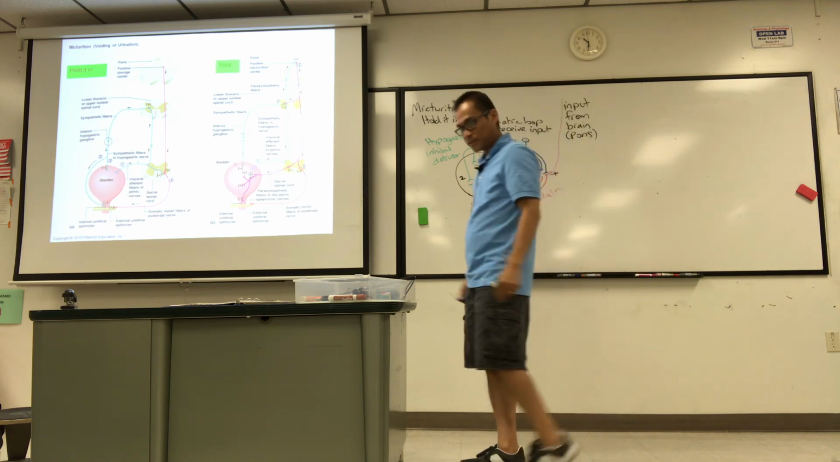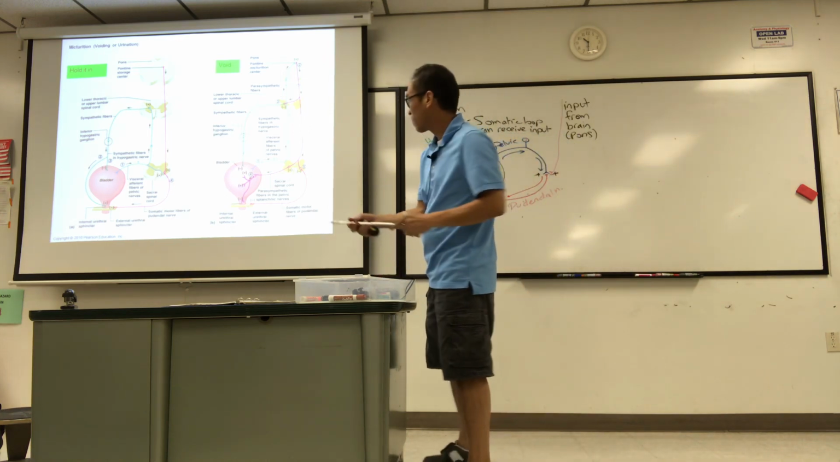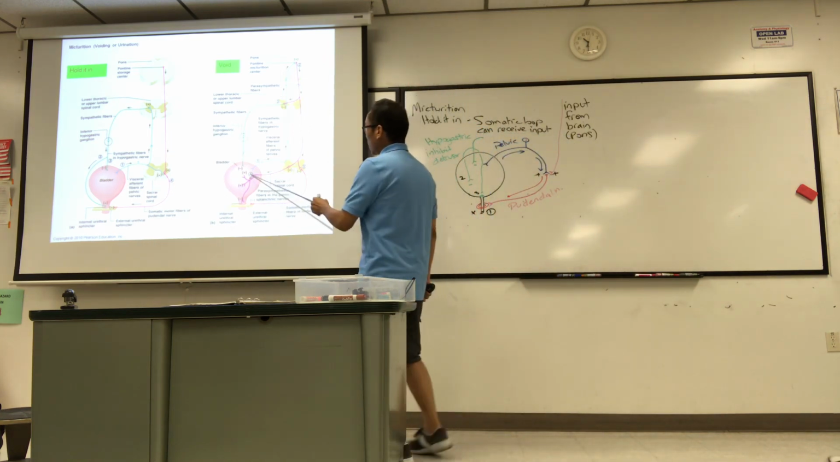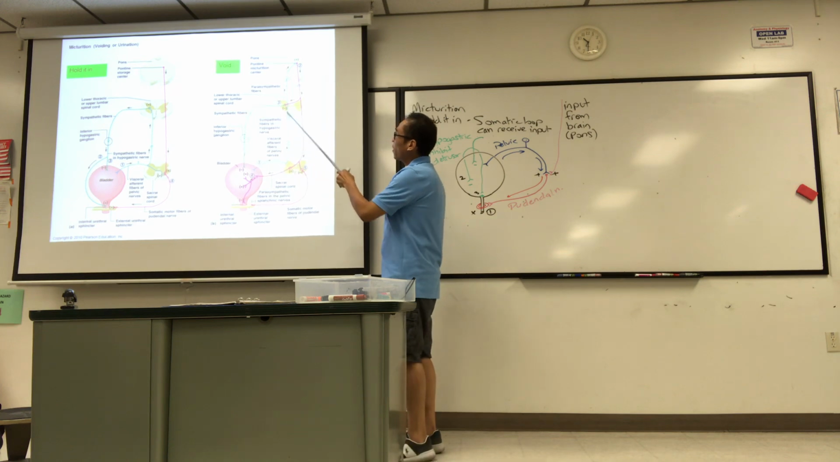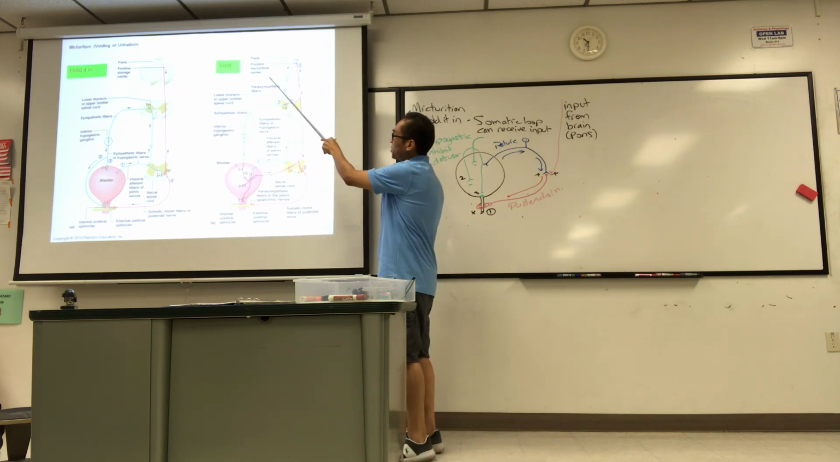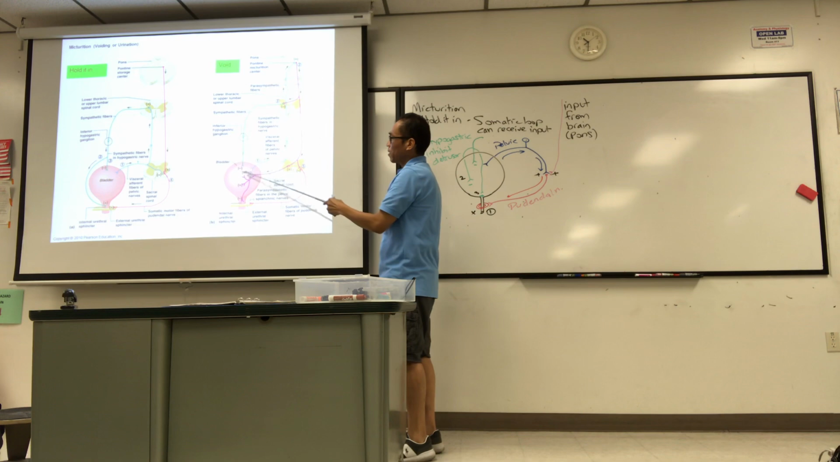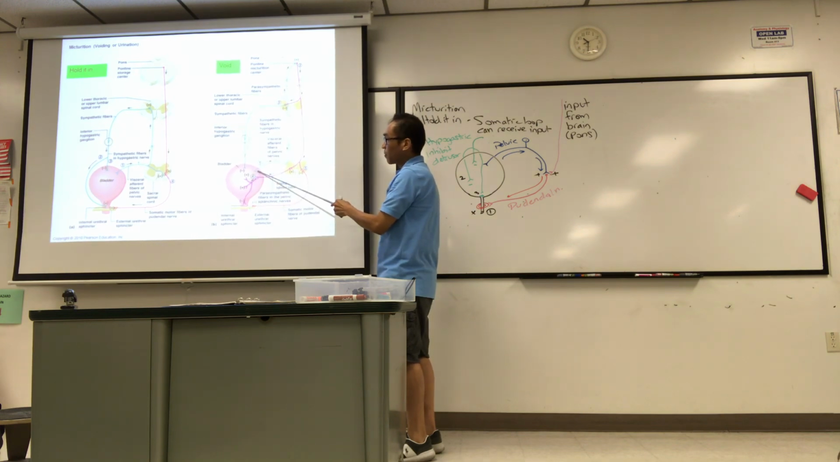So what they do is, they send a blue line all the way up to the brain, to the pontine micturition center. This is you telling yourself it's time to go. You got a full bladder. Okay?